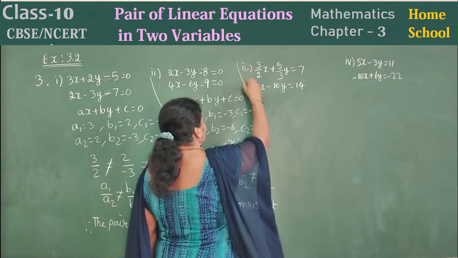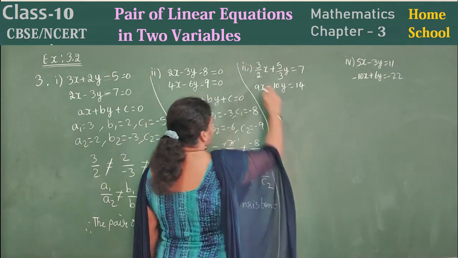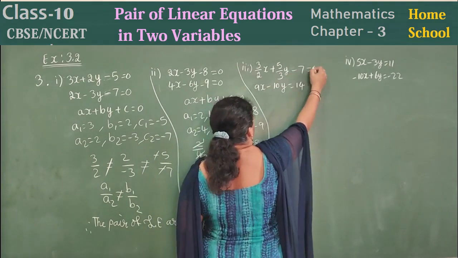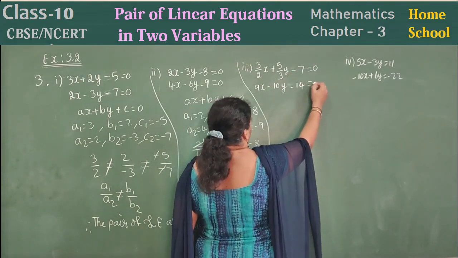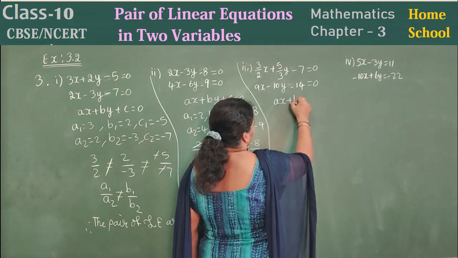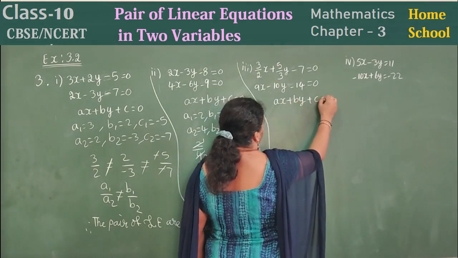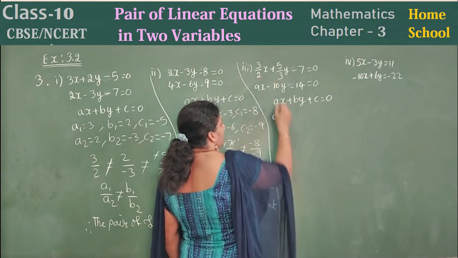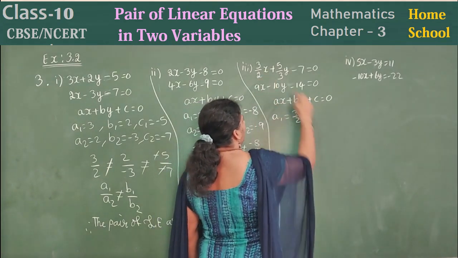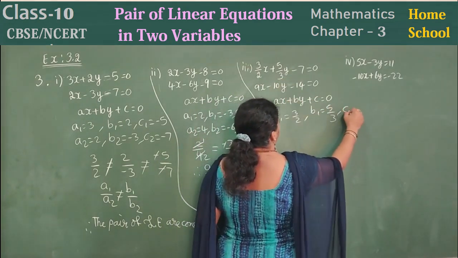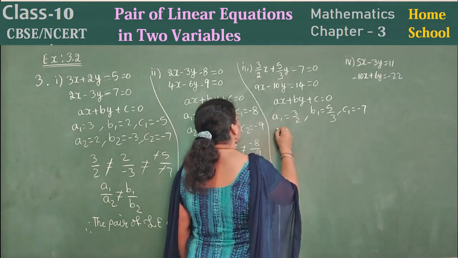So, let's see the third one here. Again, bring the equation this side: 7 this side, minus 7; 14 this side, minus 14 equal to 0. Comparing the two equations with the standard form of the equation, a1 is 3 by 2, b1 is 5 by 3, c1 is minus 7.